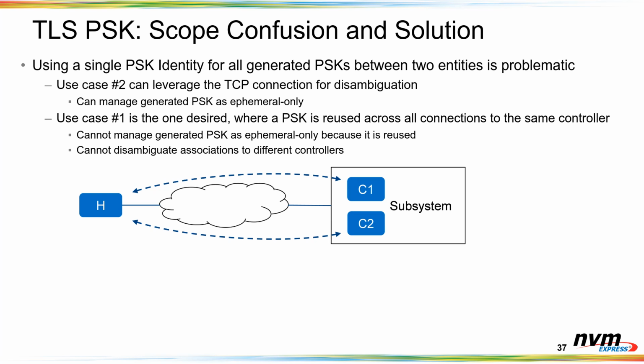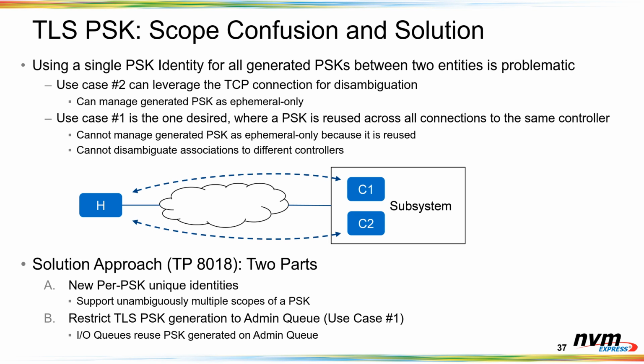This was the problem that we highlighted when we started to implement this. The solution approach basically went in two pieces. We had two parts, and this is what the TP8018 did. First, we defined new per-PSK unique identities. And now we are able to support unambiguously multiple scopes of a PSK because we are able to associate a unique identity to a certain PSK, which is what TLS 1.3 requires.